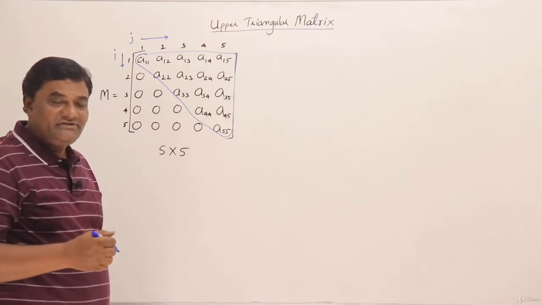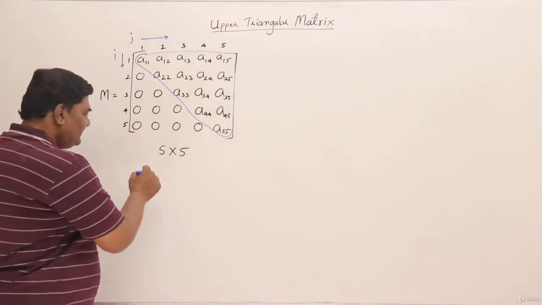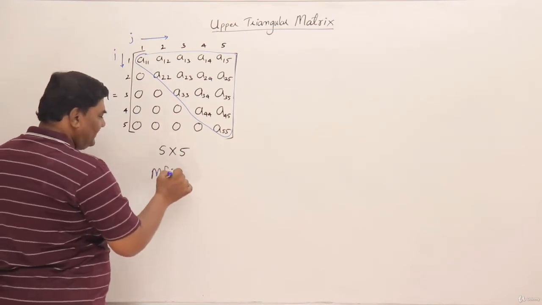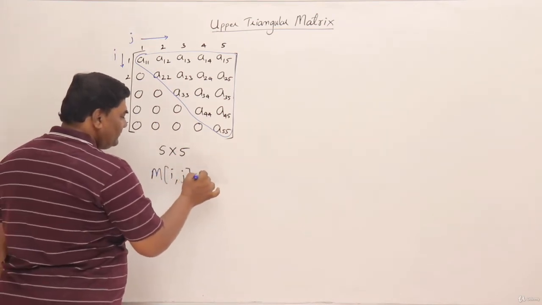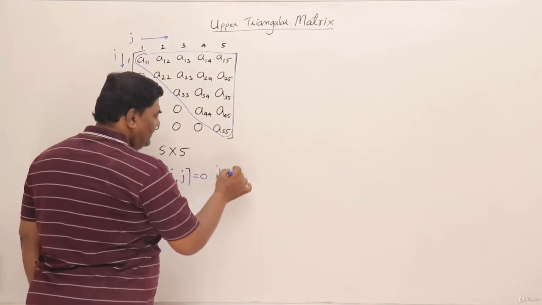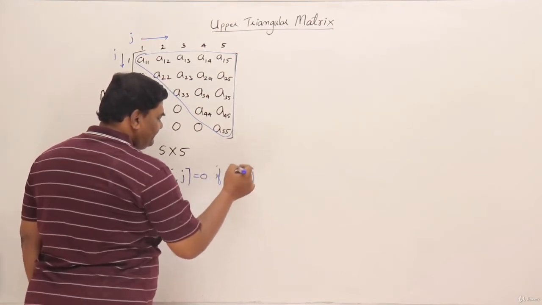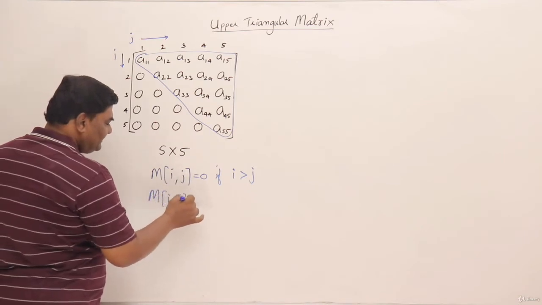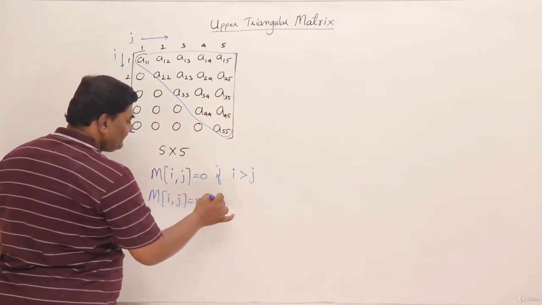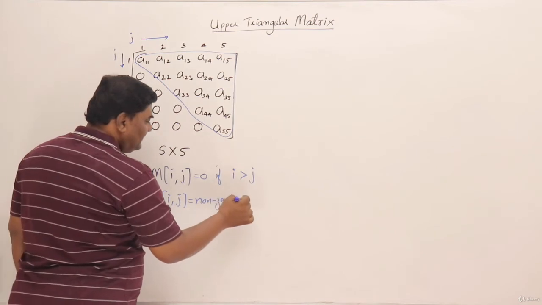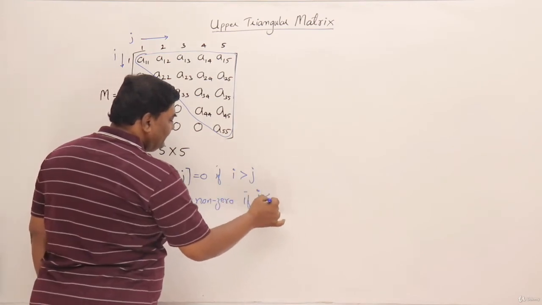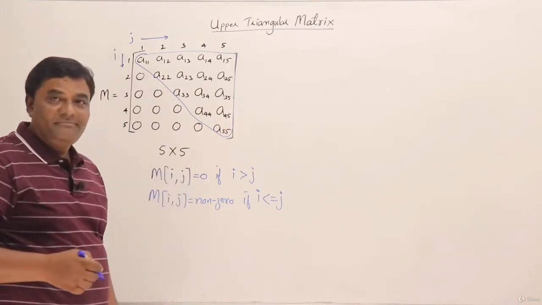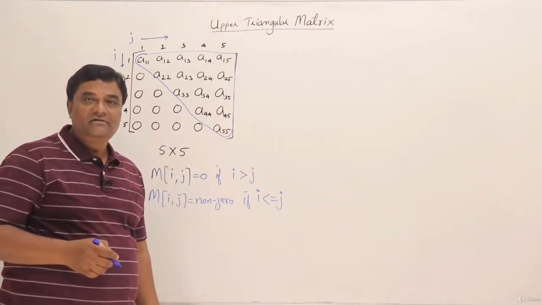Then which elements are 0? If i is greater than j. So a matrix M of i comma j is 0 if i is greater than j, and M of i j is non-zero if i is less than or equal to j. This is how we can define an upper triangular matrix.